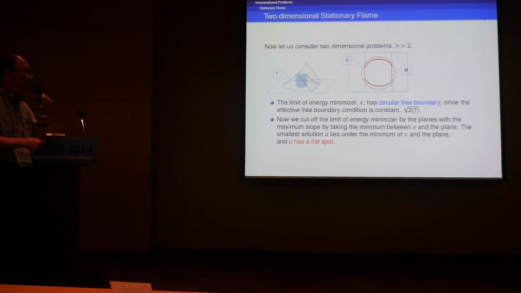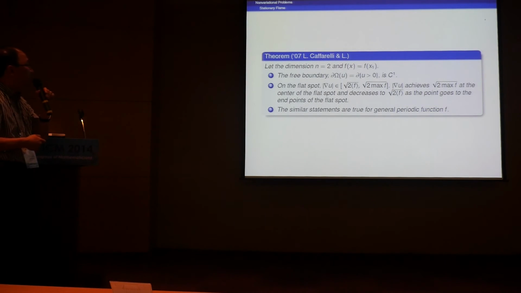And what happens is the following. This smallest solution has a very strange free boundary. It has a flat spot right here and around it. So the important thing is the smallest solution has a flat spot in its free boundary. Then what is the free boundary condition in this problem? And then the result is the following. So this is the simple case.